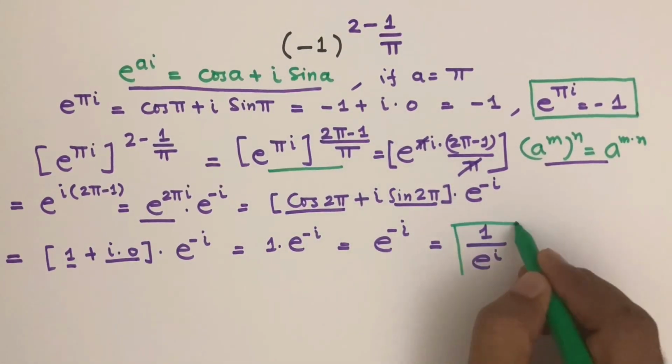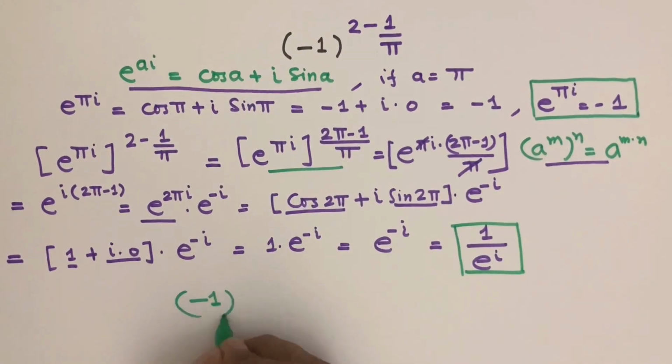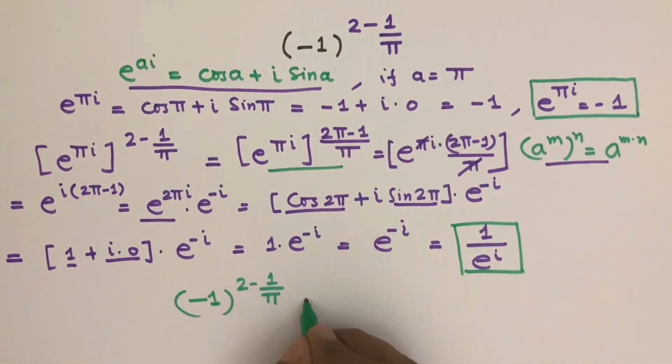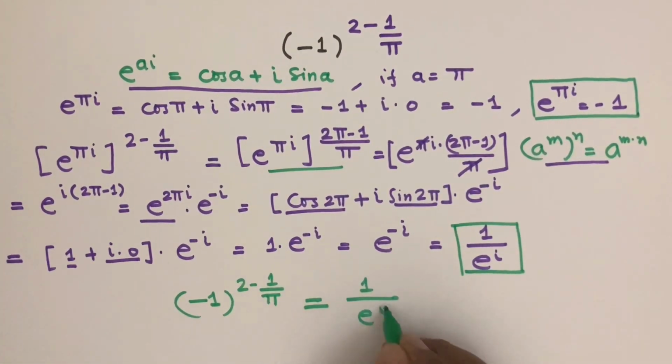So this is our answer. (-1)^(2 - 1/π) is going to be equal to 1 divided by e^i.